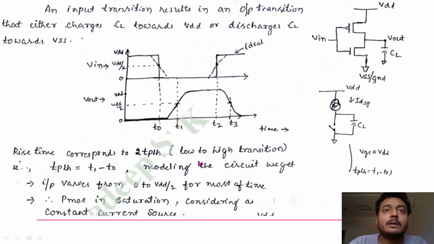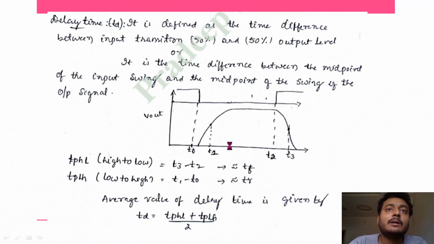So from here to here, this is T1, this is T2, and this is T naught. The TP low to high transition time is nothing but T1 minus T naught. Similarly, TP high to low is from here to here, that is VDD to VDD by 2. This is 0 to VDD by 2, and this will be VDD to VDD by 2. So T3 minus T2 will be called TP high to low.